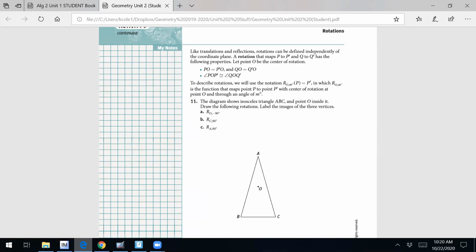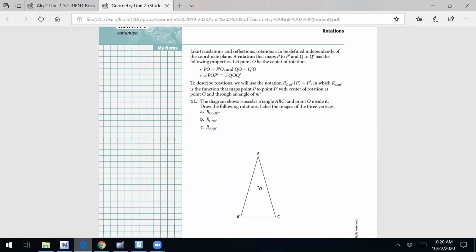So like it says, to describe rotations, we will be using the notation R_O,m° (P) = P', in which R_O,m° is the function that maps point P to point P' with the center of rotation at O and through the angle of m degrees.